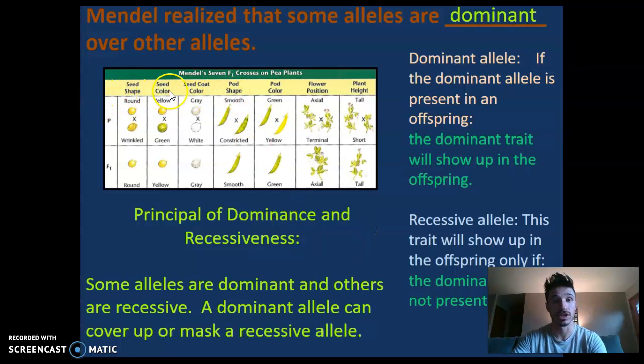And in this image, these are the traits that Mendel looked at. He looked at seed shape, seed coat color, pod shape, pod color, flower position, and plant height. All of these are traits within the pea plant controlled by one gene that comes in two contrasting forms.